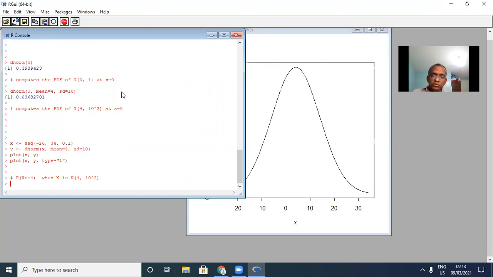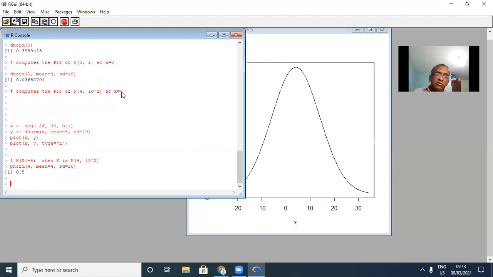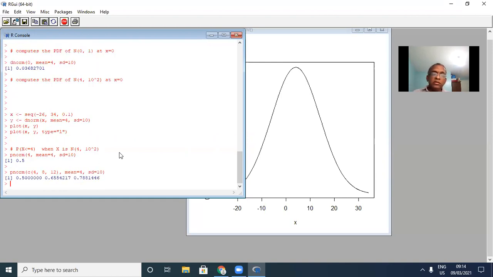To do this, you use the command pnorm at 4, mean equal to 4, SD equal to 10. So this is how you compute the CDF of the normal at 4 with these parameters for the mean and SD, right? And you can also do this for multiple values of x. So for example, this will give you 3 values.